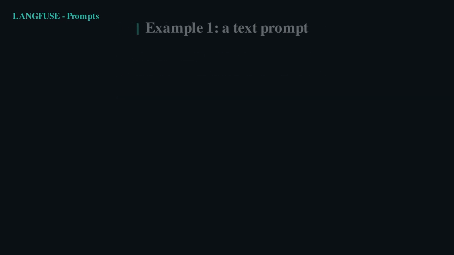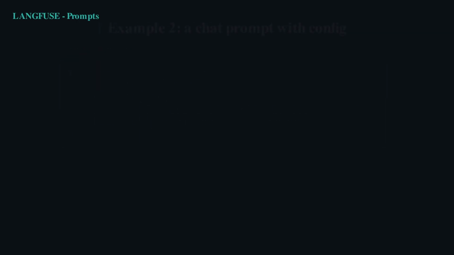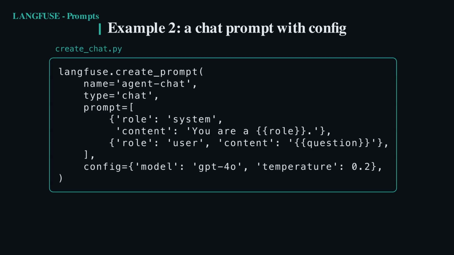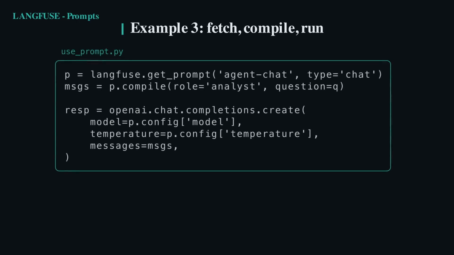You define a prompt once with double brace variables. The label's argument can promote it straight to production on creation. Chat prompts store a list of roles, and crucially, they can carry a config block. Model and temperature travel with the prompt, so tuning them never touches your code. At runtime, you fetch the production version, compile in your variables, and read model settings from its config. Now a prompt engineer can switch the model in the UI, and your app just follows.